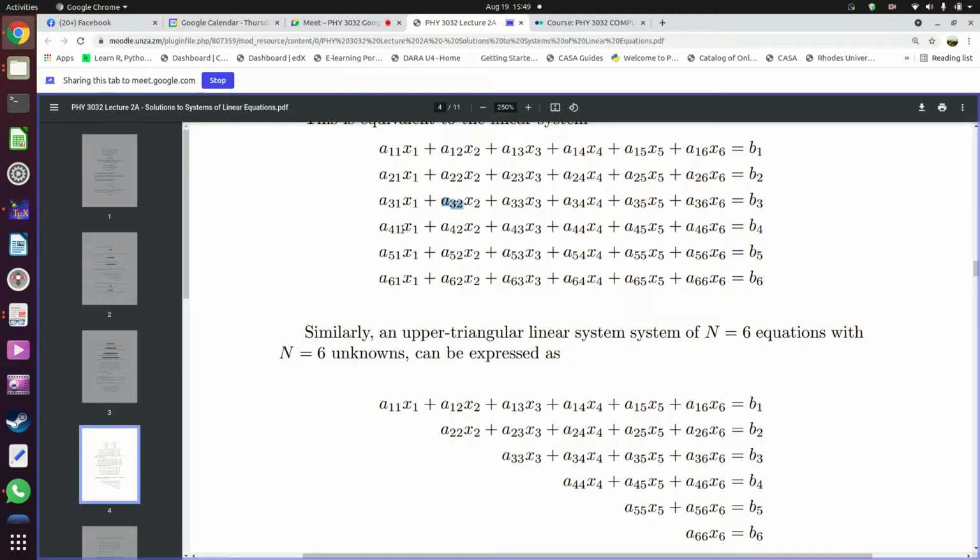Then here, if you make your F01 equal to 0, your F02 equal to 0, your F03 equal to 0, then you end up with this. If you make your F51 equal to 0, your F52 equal to 0, your F53 equal to 0, and your F54 equal to 0, then you end up with this. If you make your A61, A62, A63, A64, A65 equal to 0, then you end up with this. Are you clear?